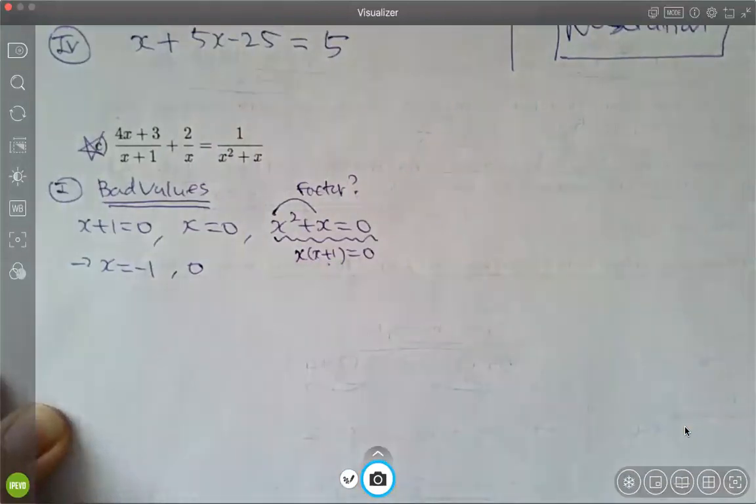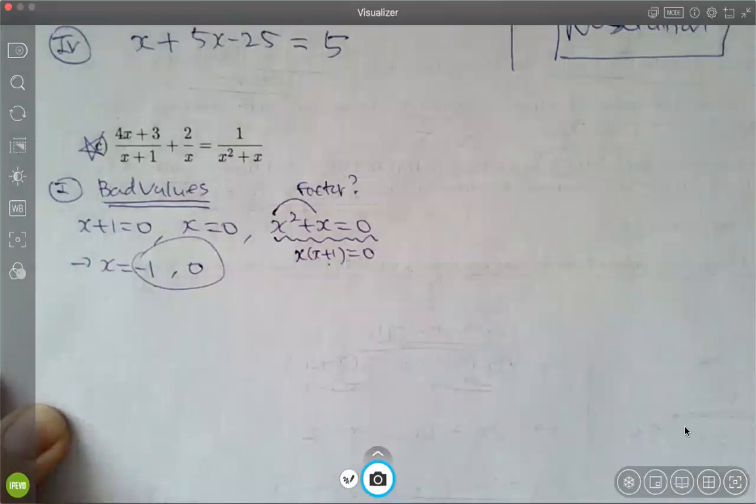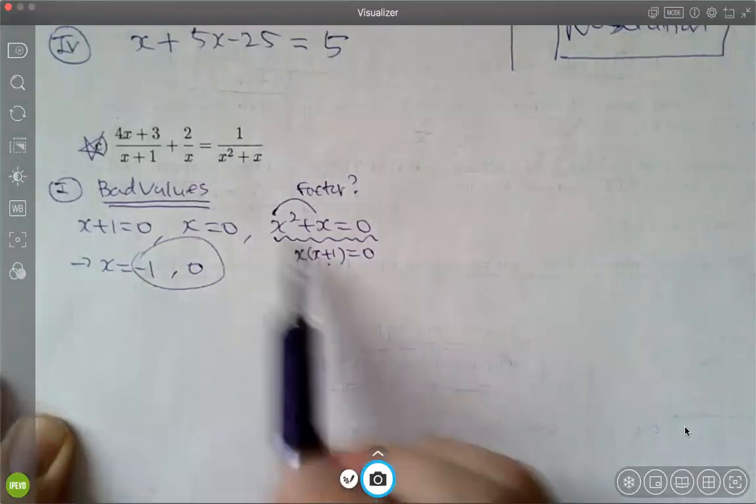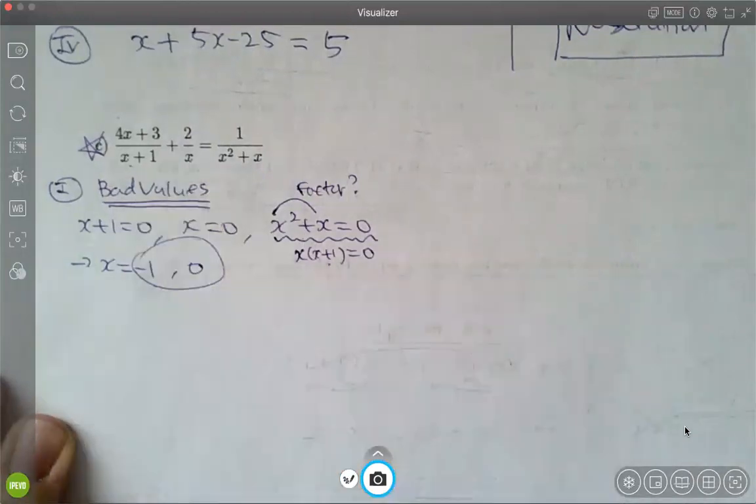But have we seen -1 and 0 before? Do we already have them? Yeah, right here. So what are the bad values? -1 and 0. So precisely what do you notice? The third denominator is what? The product of the first two. So those are the bad values.